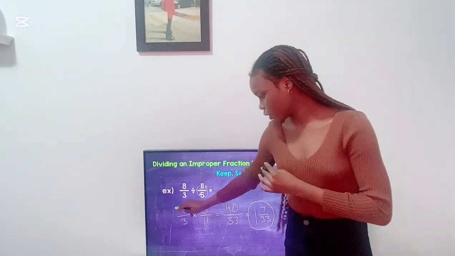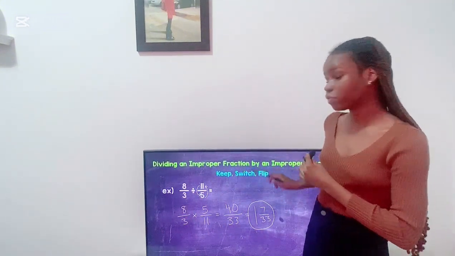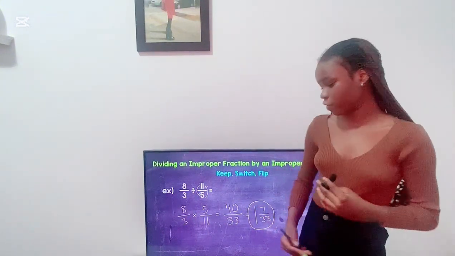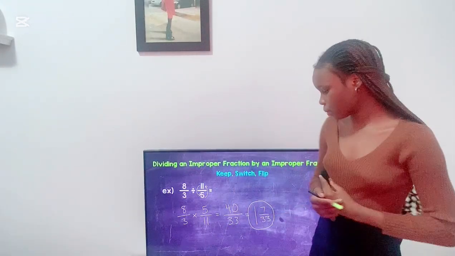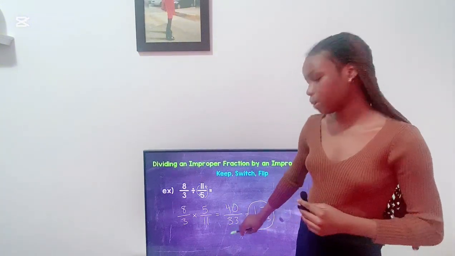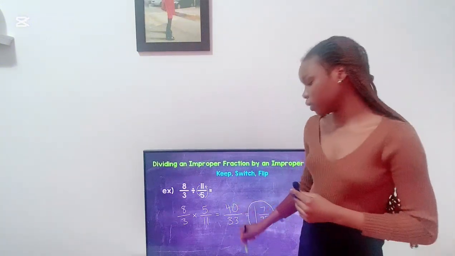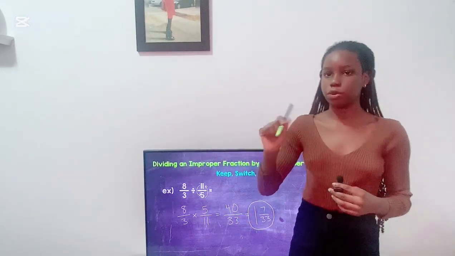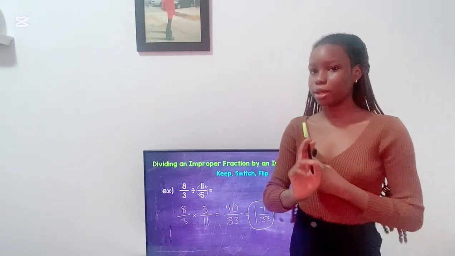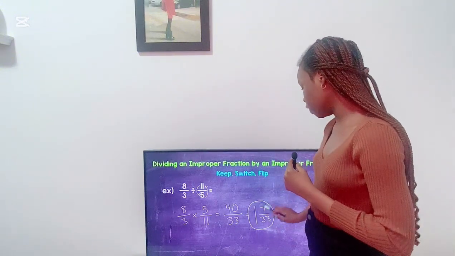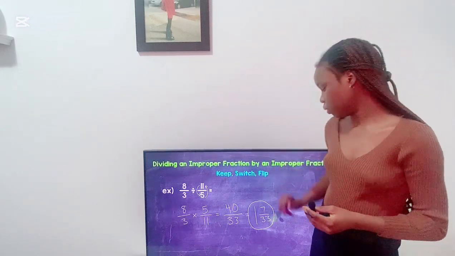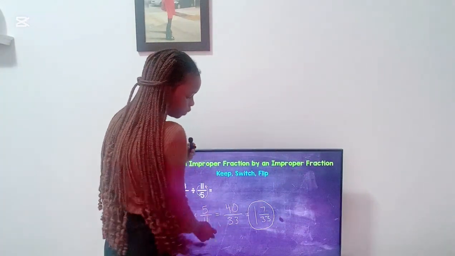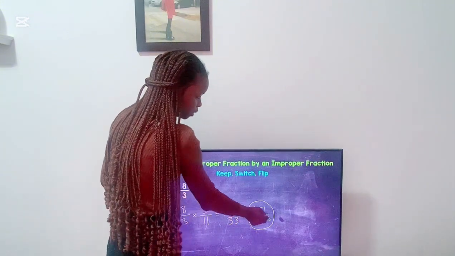Once you're done doing the multiplication and once you're done doing the keep, switch, flip method, now you're going to check to see and simplify. Because now we have 40 over 33. What is that? An improper fraction, right? So what we're going to do is divide this 40 by the denominator. So 40 divided by 33. How many times will 33 go into 40? Well, it will only go once, remainder 7. So we're going to have 1 whole. Then we have a remainder of 7, and then we keep our denominator the same, 33. And that is it.